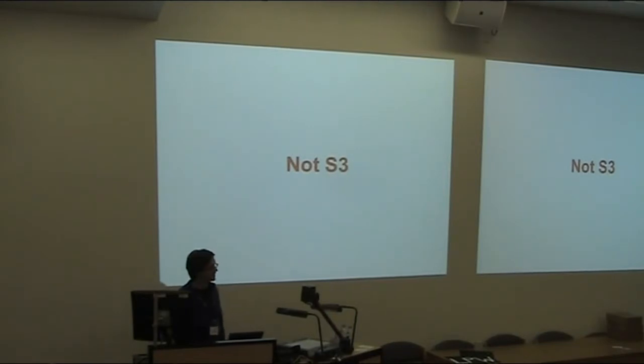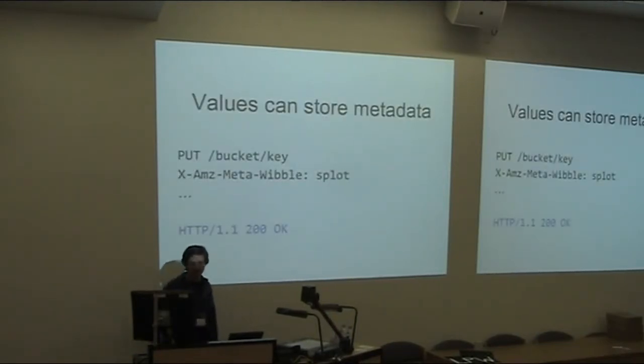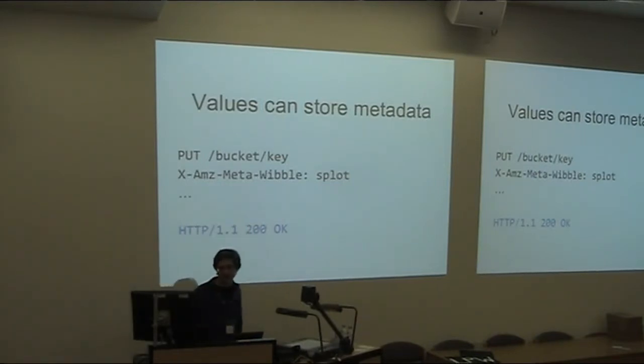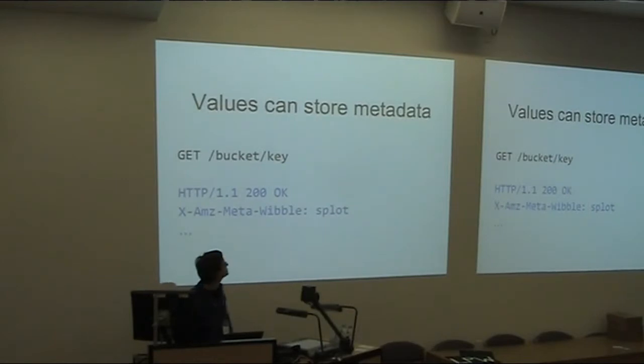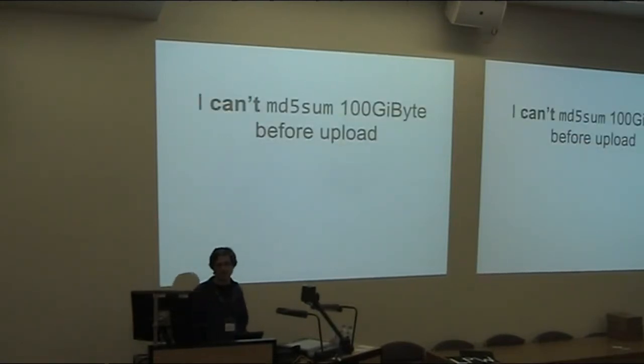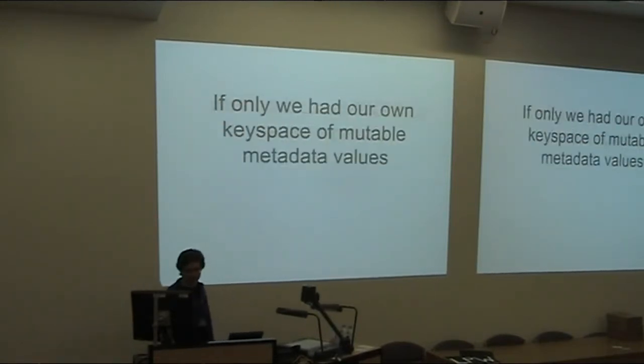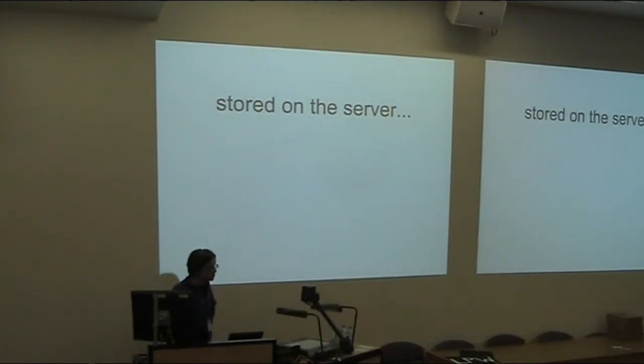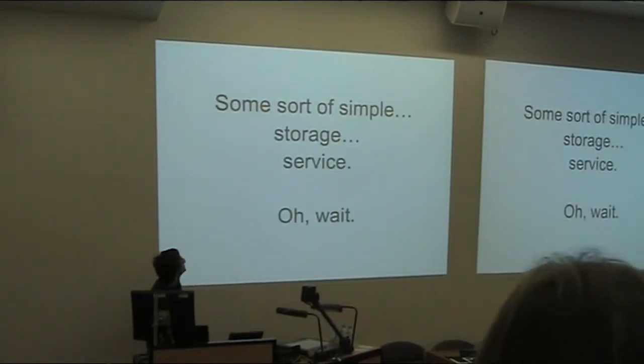Web scale! Yeah. But on S3, you can store metadata. You can just say, store some value in there when you put it, and when you get it, it comes back, which is great. Apart from the fact you can't modify the metadata of an existing object. I mean, we could calculate the MD5 sum before that, but no. So what we really want is a key space of mutable metadata stored on the server. Some sort of simple storage.